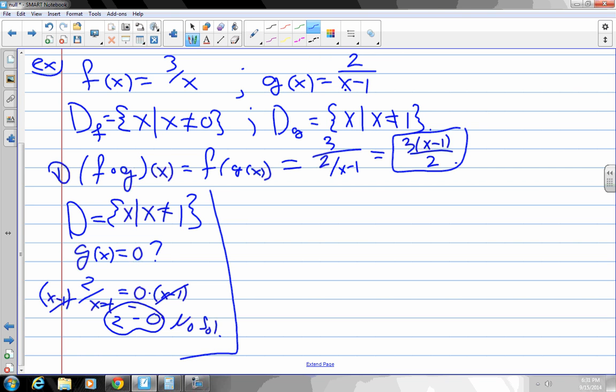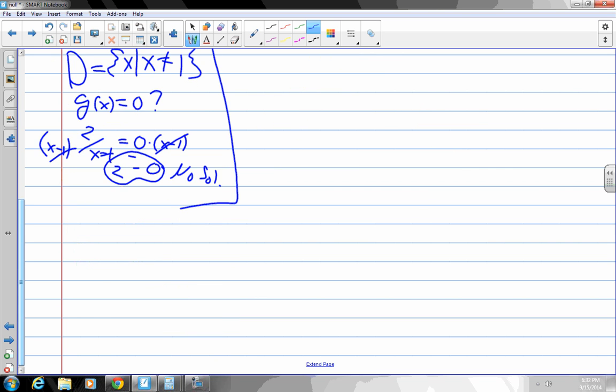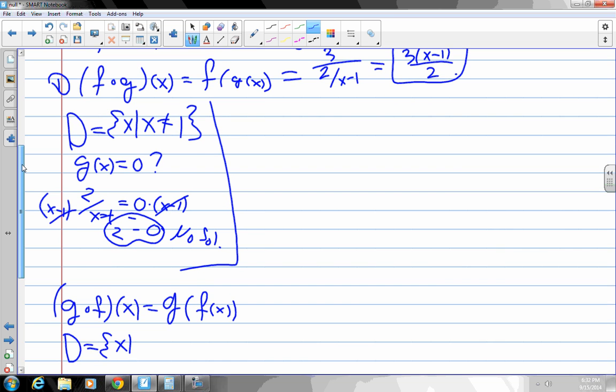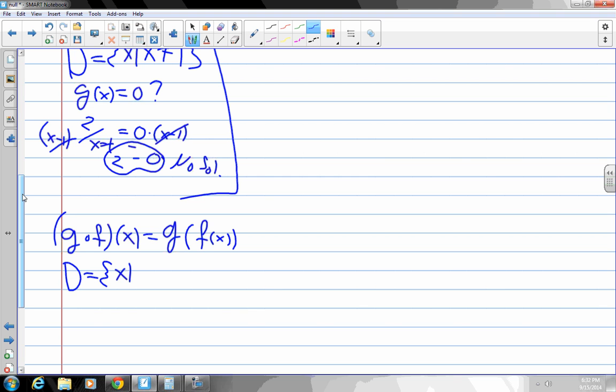Let's try it the other way. g of f of x. Again, the domain of this function, without seeing the function, we have to start with the domain of the inside function. The inside function is f, and the domain of f is everything but 0. So that's our starting point. Right away, x cannot equal 0. We're starting with the domain of the inside function.